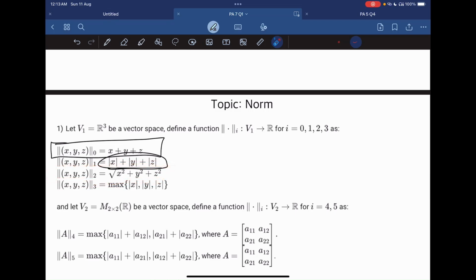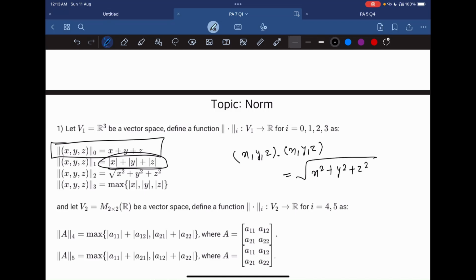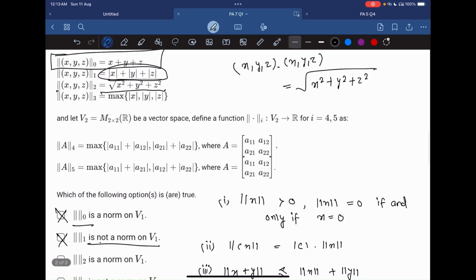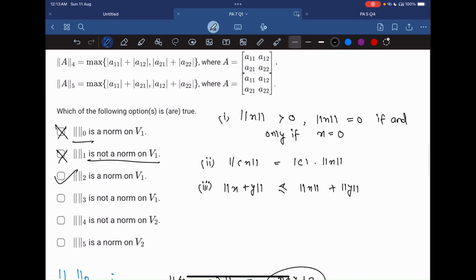And the third is nothing but our usual norm, the square root of x square plus y square plus z square. Our usual norm is defined as the square root of the dot product. So the dot product of (x, y, z) with itself would correspond to x square plus y square plus z square, and the square root of it is our usual norm. So this is the general definition of the norm from the dot product. That's why this is also a norm. So the third option is correct.